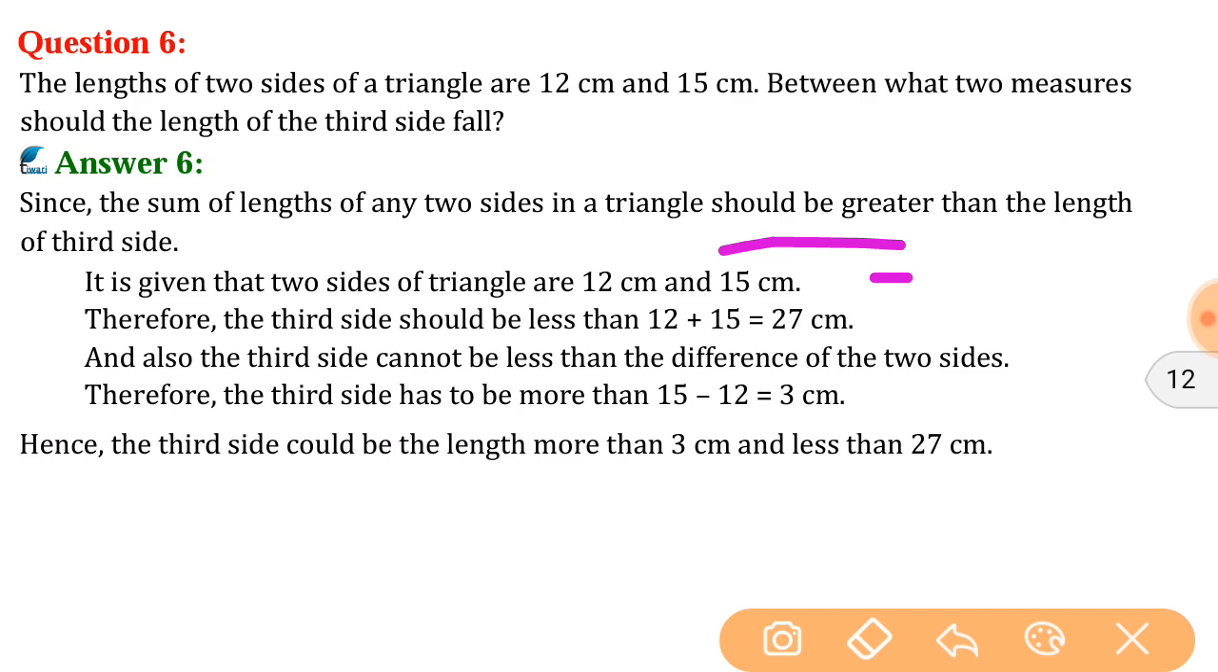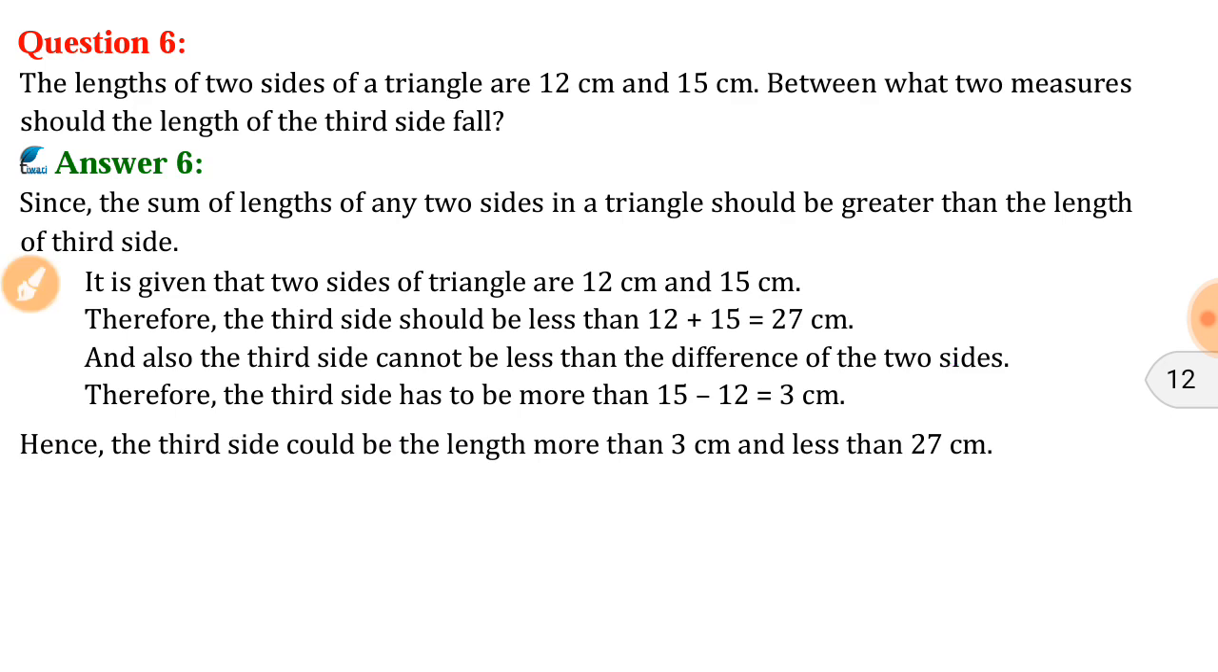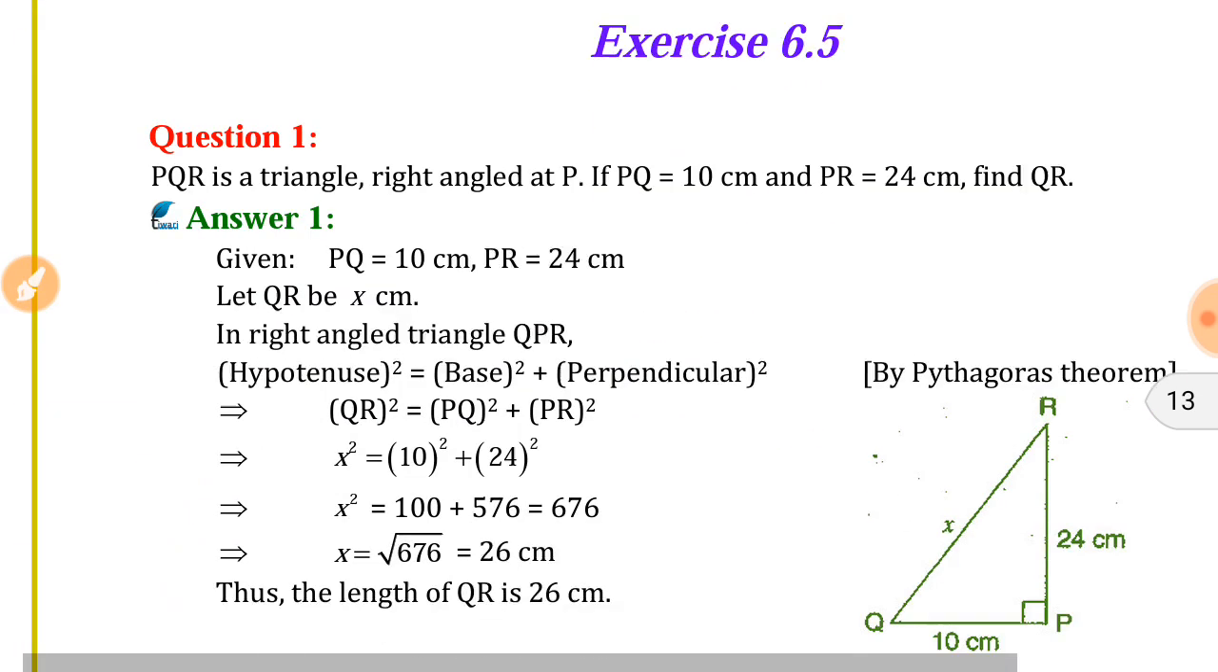So less than 27 means maybe anything. But how much? Also the third side cannot be less than the difference of the two. 15 minus 12 is 3. It should not be 3 or 1. It may be more than 3 and less than 27. That's all. So this is about 6.4.